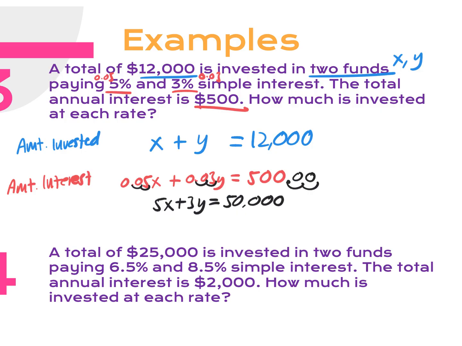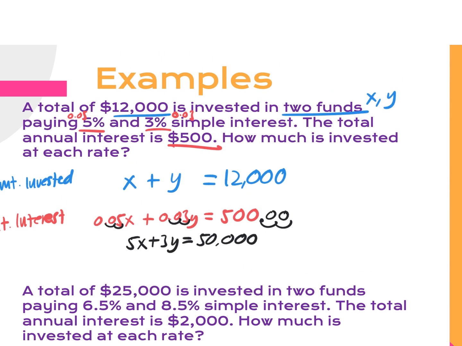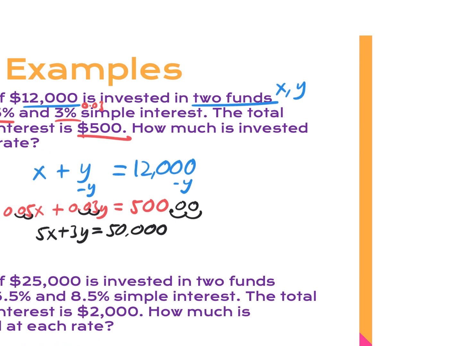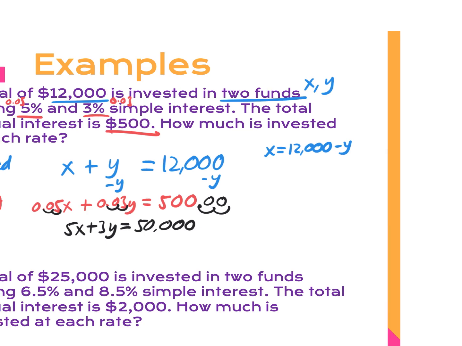All right. And so now we can do a substitution, right? In our first equation, the blue equation, we can get one of our two variables isolated. Doesn't really matter which one, right? Let's say I subtract y on both sides, right? Then I'm going to get x equals 12,000 minus y. All right, so what does that mean? That just means anywhere that I see an x, I'm going to replace that with a 12,000 minus y.